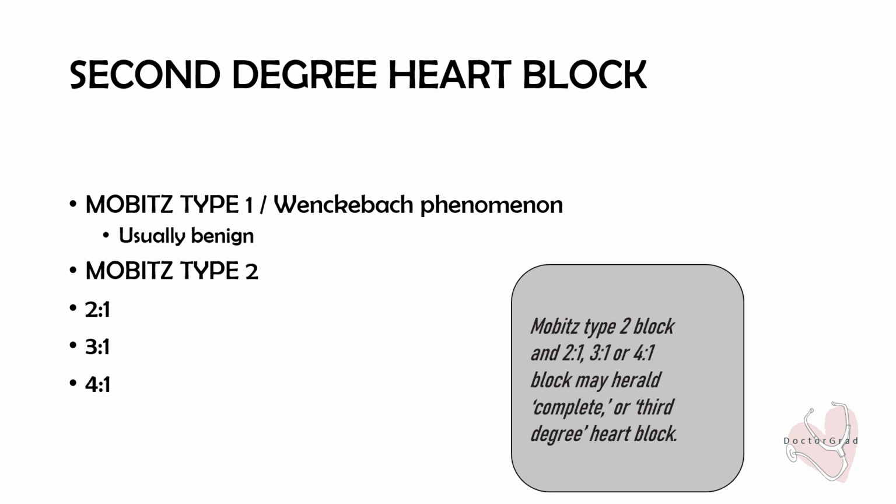This Mobitz type 2 and 2:1, 3:1 or 4:1, it may be something that is signaling an impending complete or third degree heart block. So that needs to be kept in mind. When you come across a Mobitz type 2, you have to analyze and evaluate the patient because they may herald a complete heart block. We'll see the ECG picture of all of these individually so that it becomes more clear what each type means.